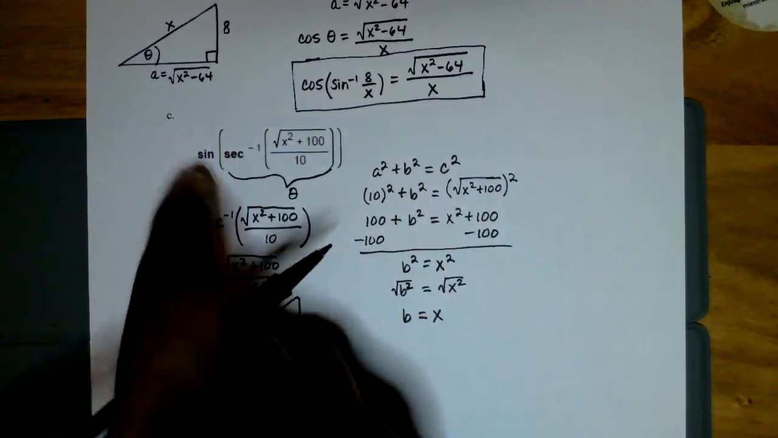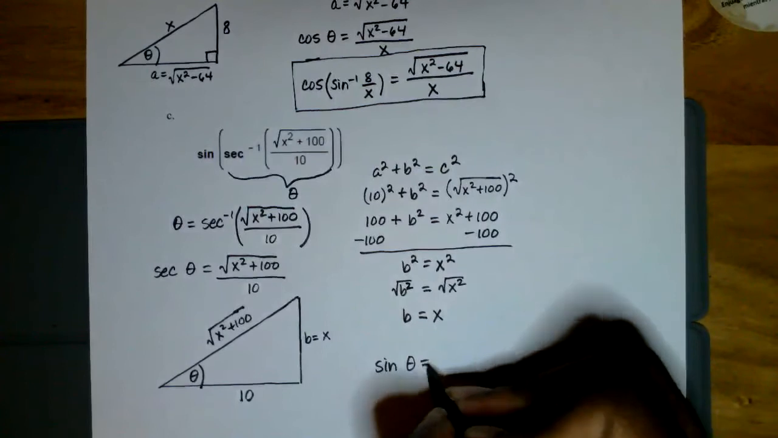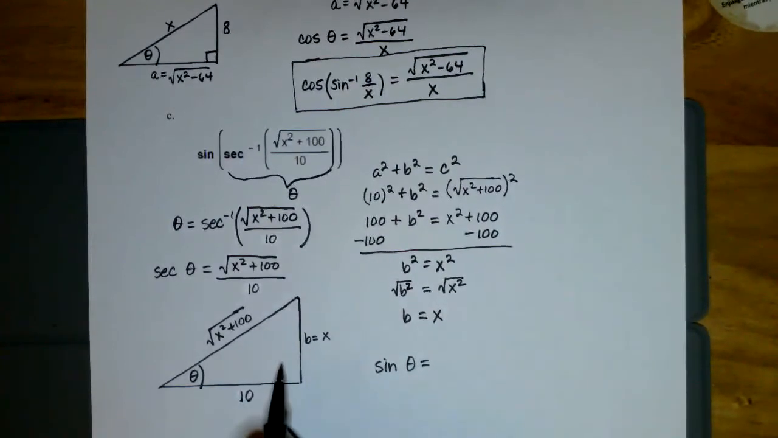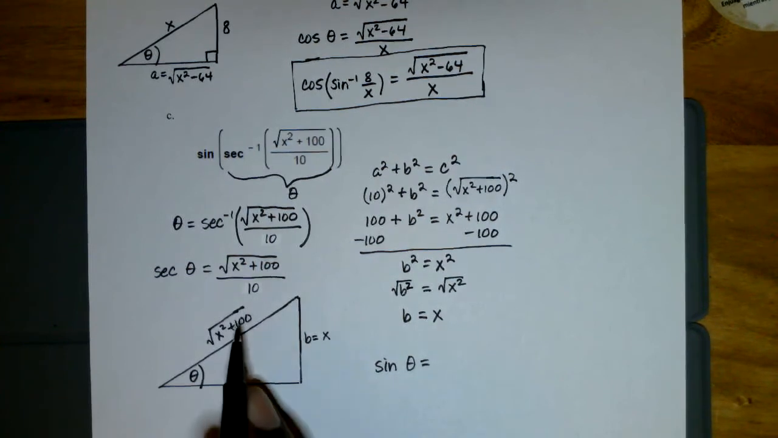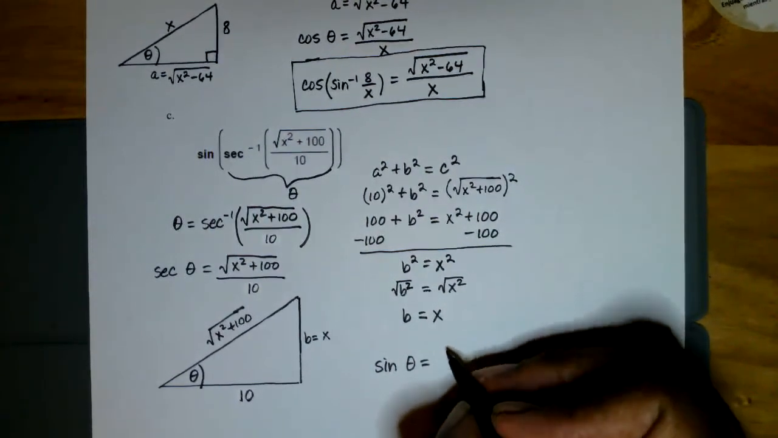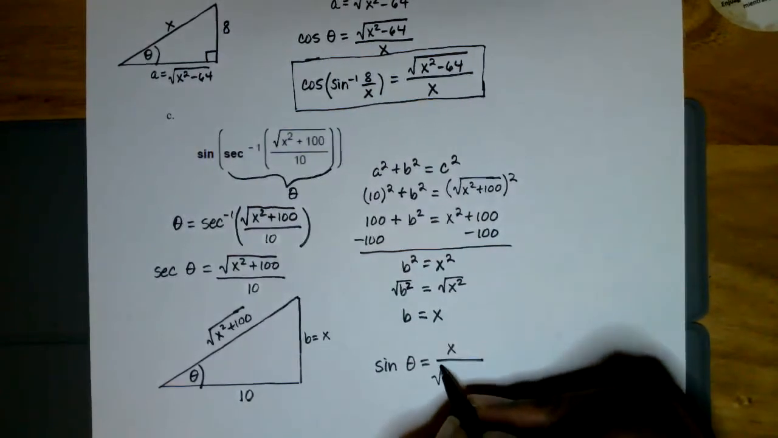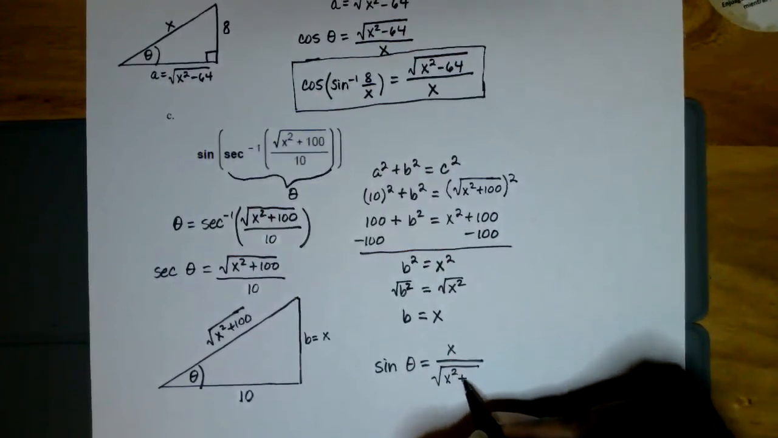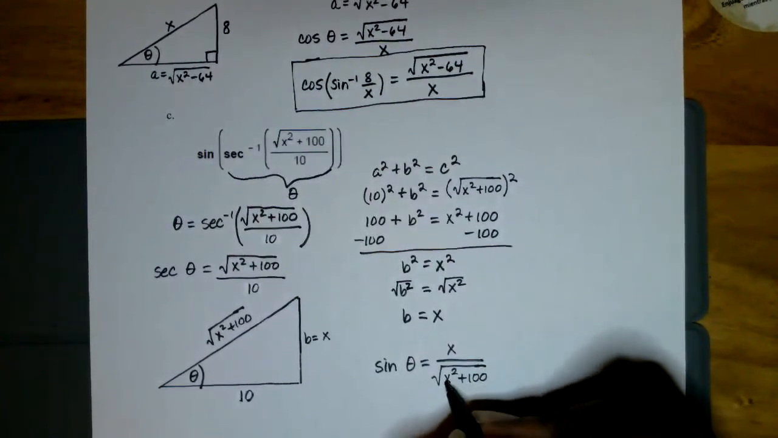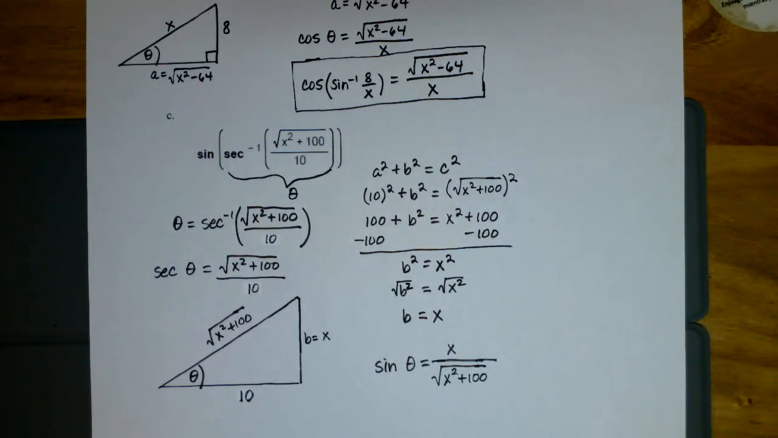Now, the outside trig function is the sine. So I'm going to find out what the sine of theta is from this right triangle. The sine of theta is always the opposite side over the hypotenuse. So the opposite side of angle theta here will be x. The hypotenuse is the square root of x squared plus 100. And I will leave it like this.